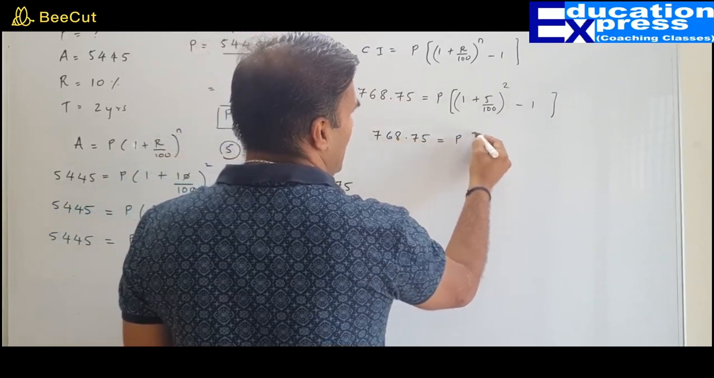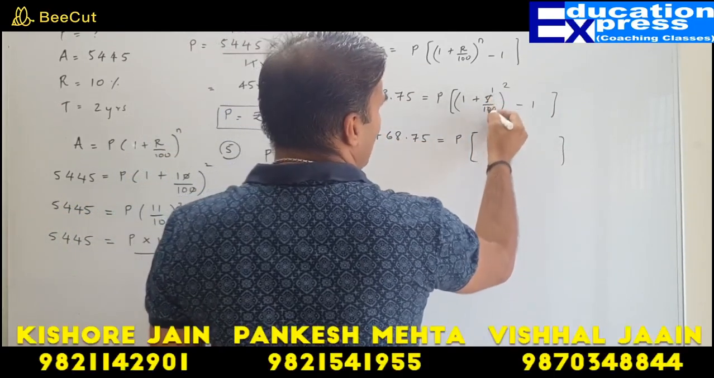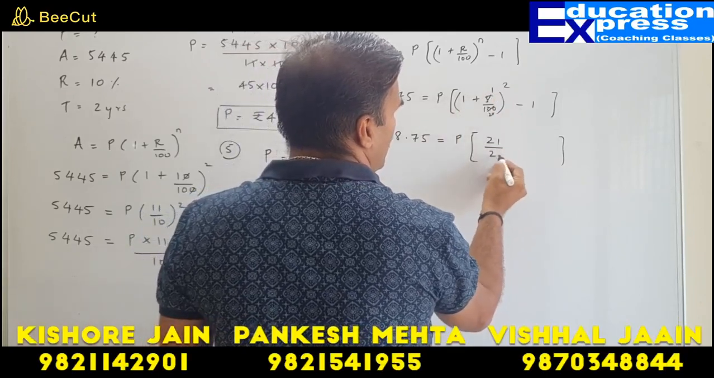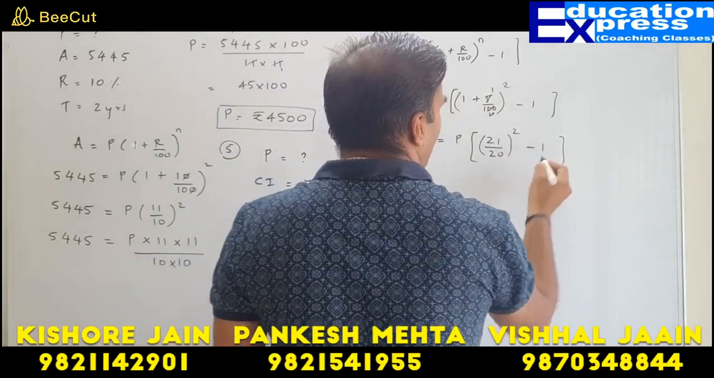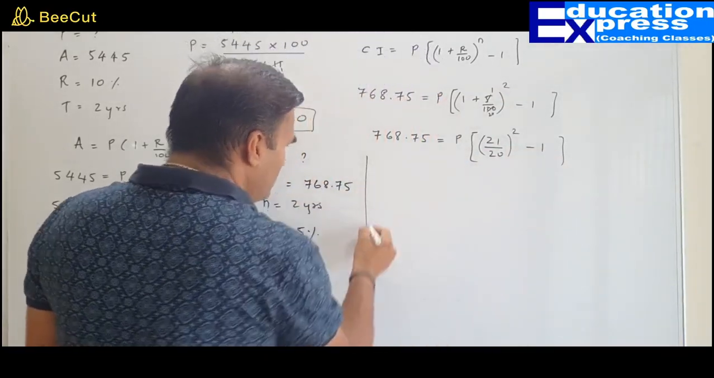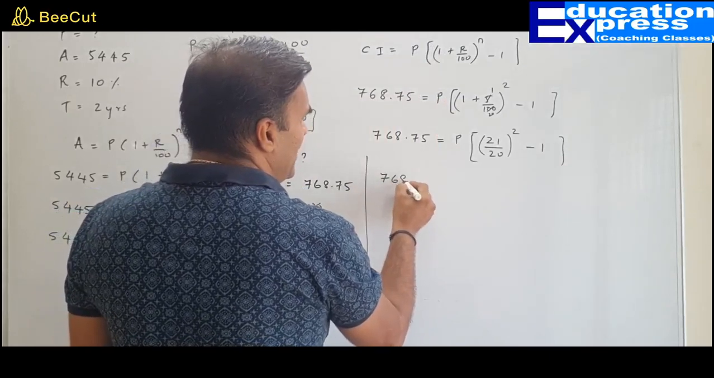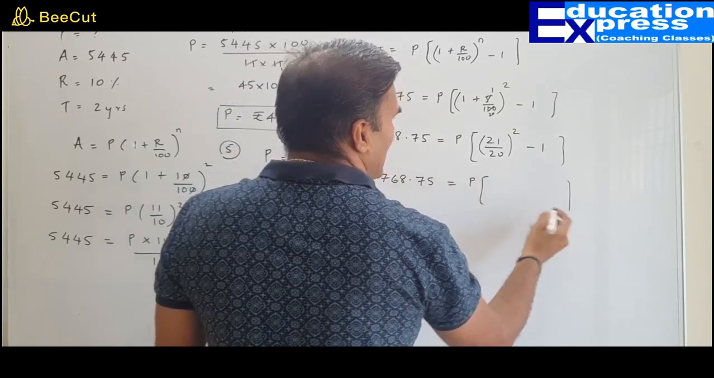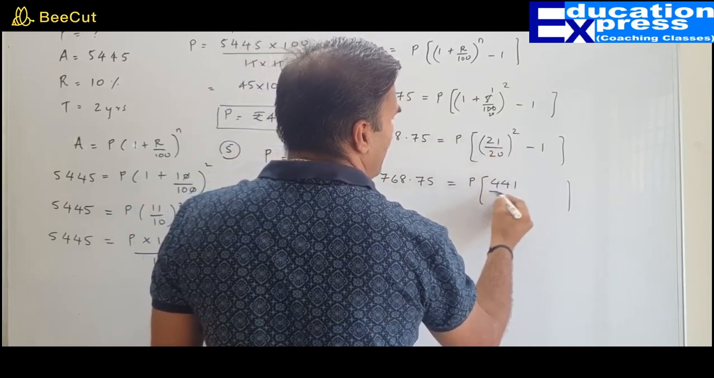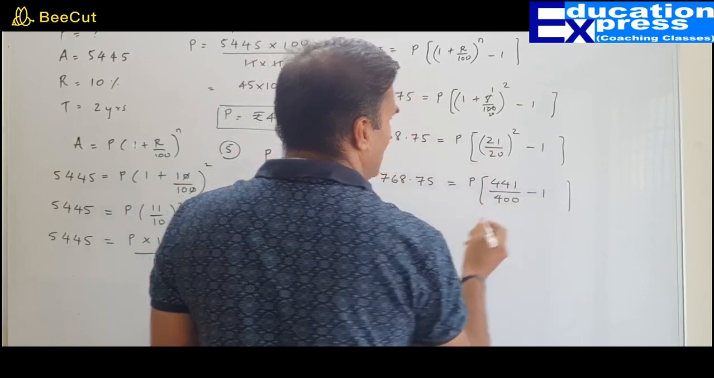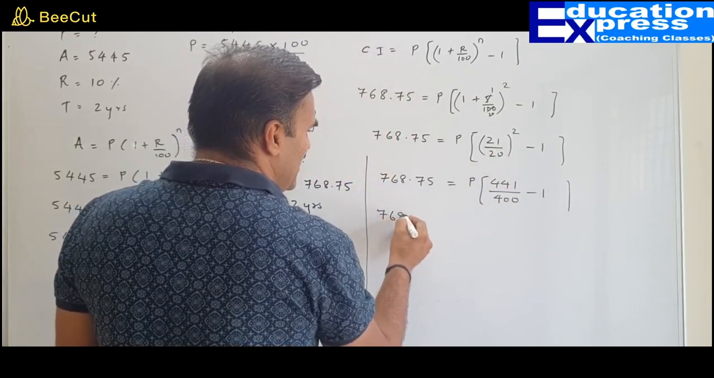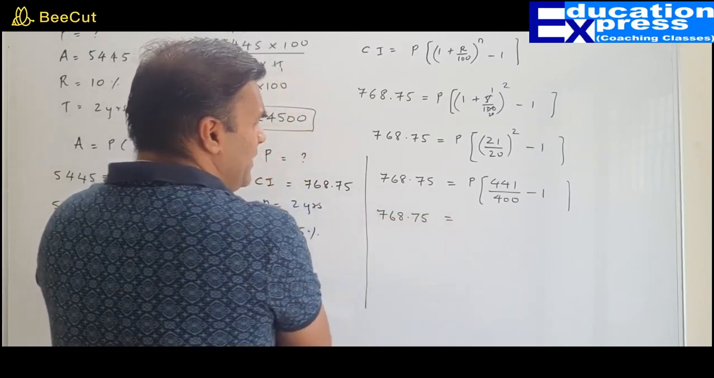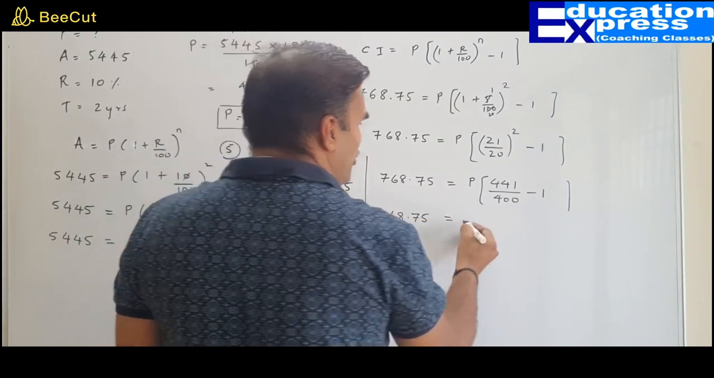768.75 equals P. Let us solve this. 1s are and 20s are, 20 plus 1, 21 upon 20, the whole square minus 1. So what do we get? 768.75 can be written as P inside the bracket, 441 upon 400 minus 1. Excellent. Discipline yourself, my dear friends. Just discipline yourself and do the calculation. I'm sure you're going to get it.